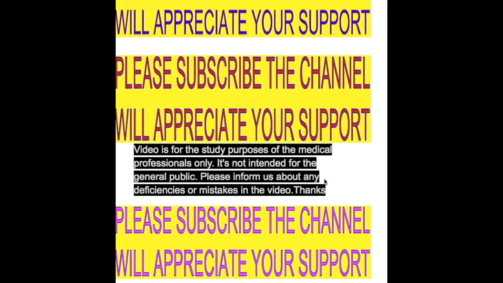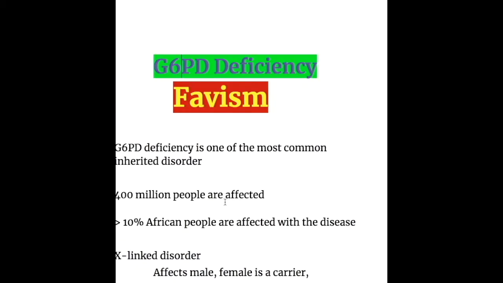In this video, we'll discuss G6PD (glucose 6-phosphate dehydrogenase) deficiency, its causes, its transmission, pathological features, and the treatment. G6PD deficiency is also known as Favism. Why Favism? Because it may be caused by eating fava beans.